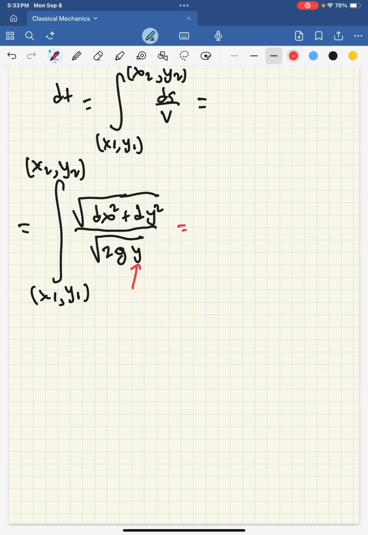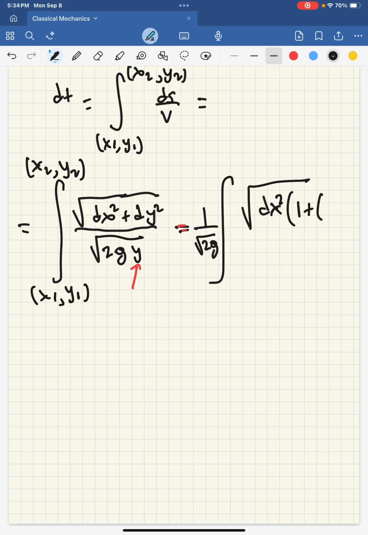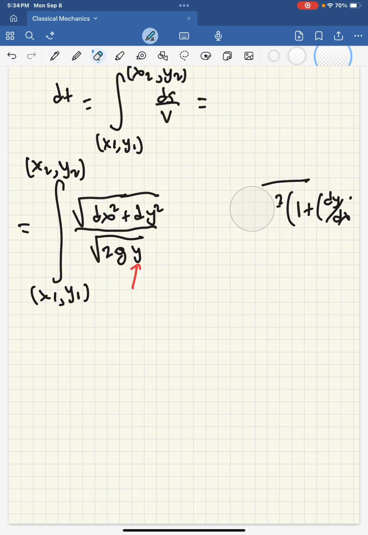Let's keep writing. First of all, we can take the 1 over the square root of 2g outside the integral because it's a constant, so it doesn't do anything for us. And then we can write this as dx squared times 1 minus dy over dx. I ran out of space. I'm sorry. Let me rewrite this.